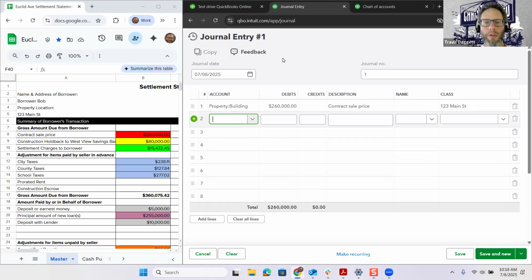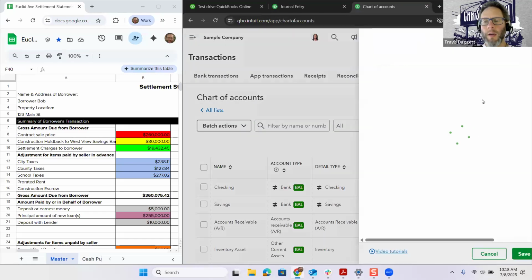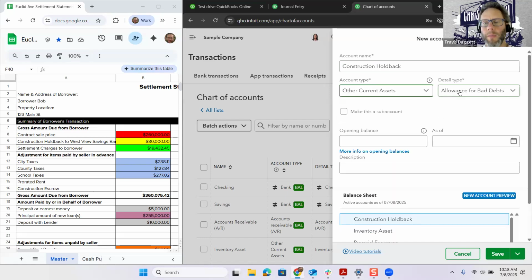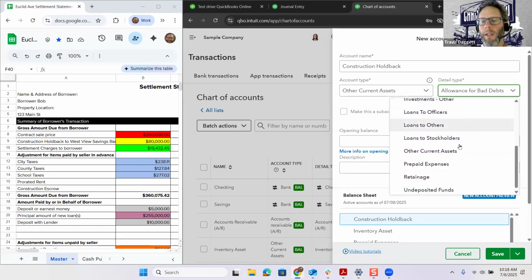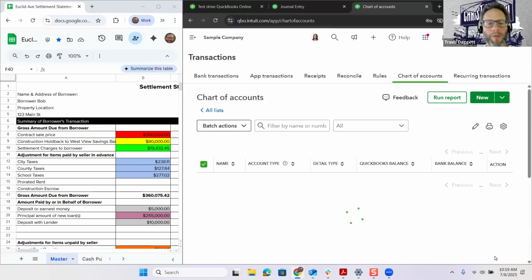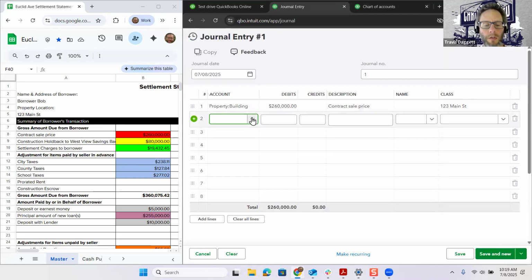Next, we have the construction holdback. So let's go ahead and set this up. This is going to be an other current asset. So we're not actually going to get the money now, but it's going to be booked at closing. When we draw from it, that will reduce the asset. So I'm going to put this.